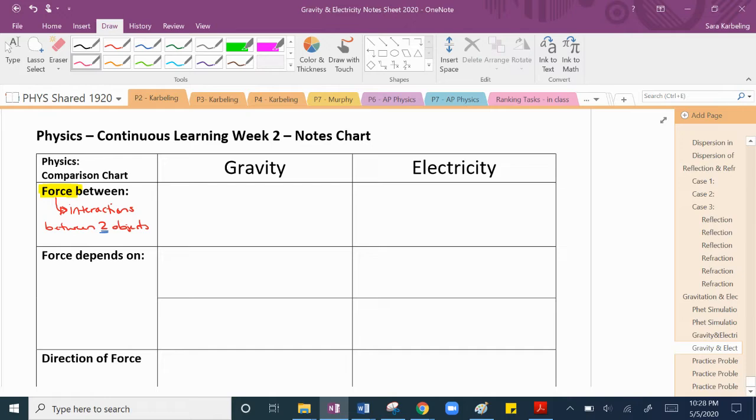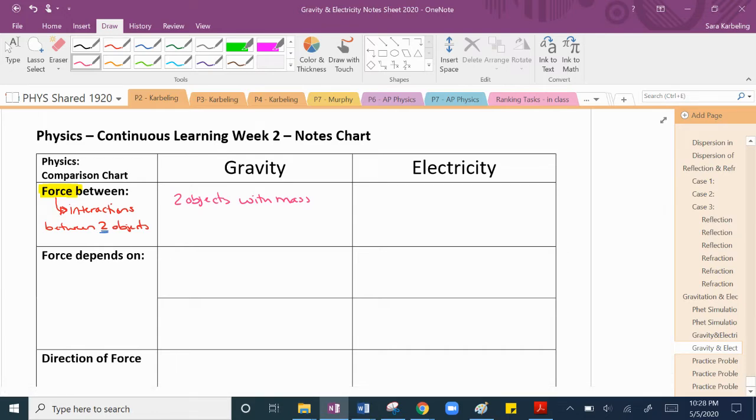For example, when we're talking about gravity, the force of gravity exists between any 2 objects with mass. And you may be saying to yourself, well, what objects or what things don't have mass? And that's a conversation for another time.